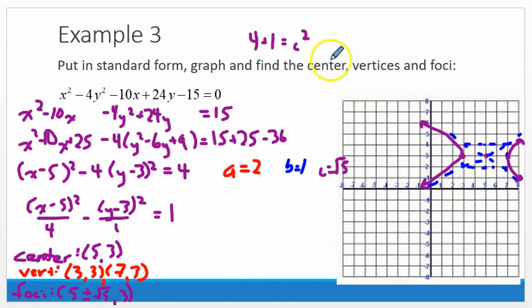So now we've drawn the graph, we've identified the center, vertices, and foci, and that's everything for this example. So that'll take care of the notes.